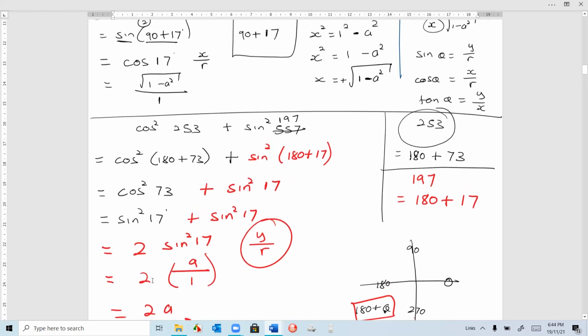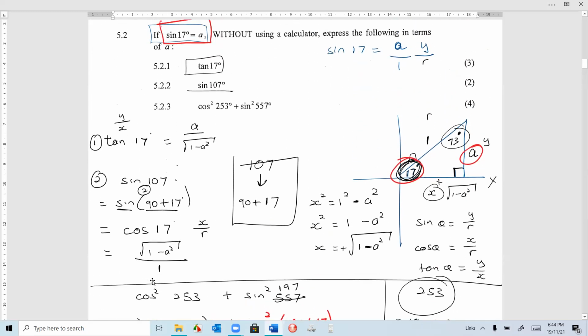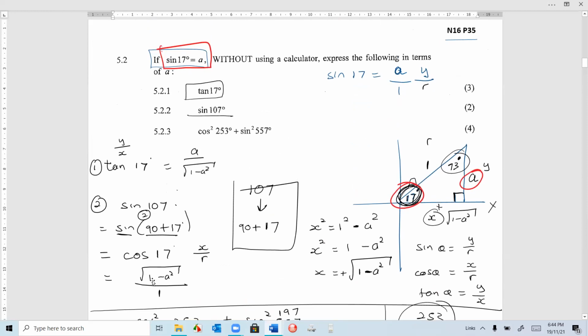It's quite an interesting question to deal with, and that's what happens in the paper. We're going to get one of each type. So you're going to get one question like this, where an angle is going to be given.